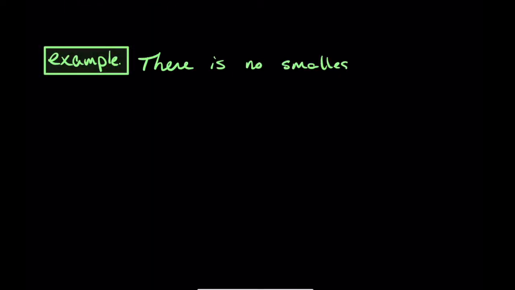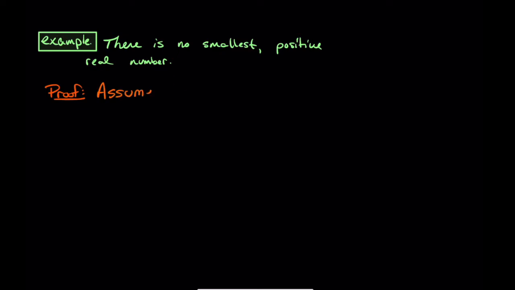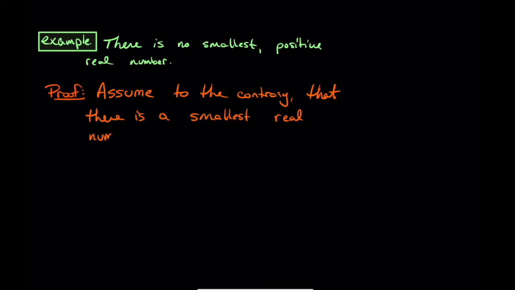All right, so we have a statement that says there is no smallest positive real number. So we're going to assume that that's not true. We're going to assume to the contrary, that there does exist a smallest positive real number, and we're going to call it x.